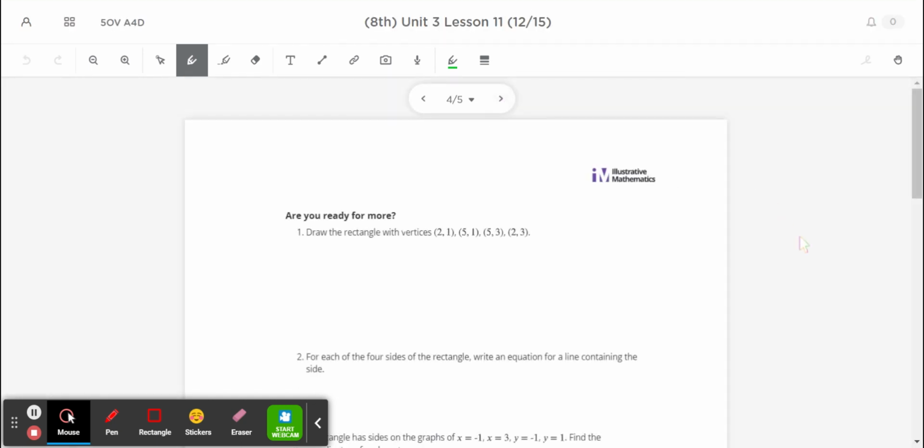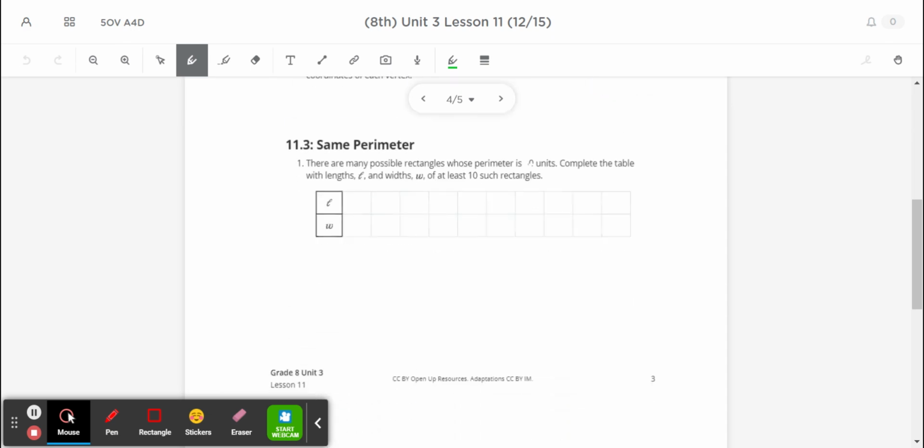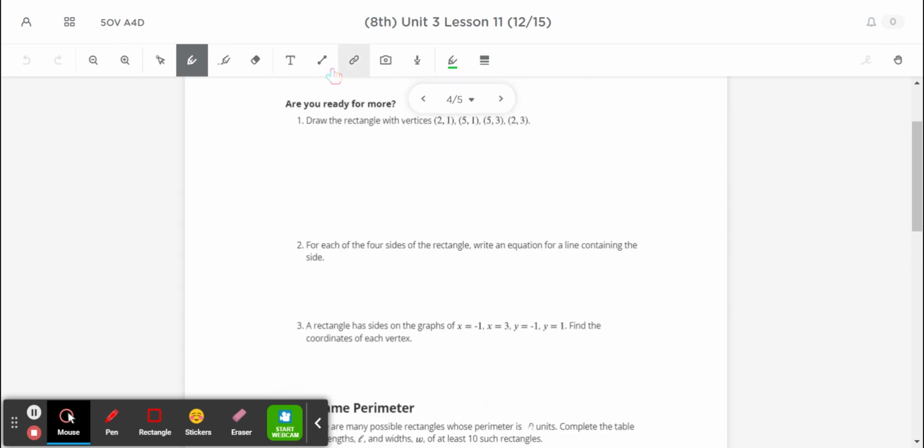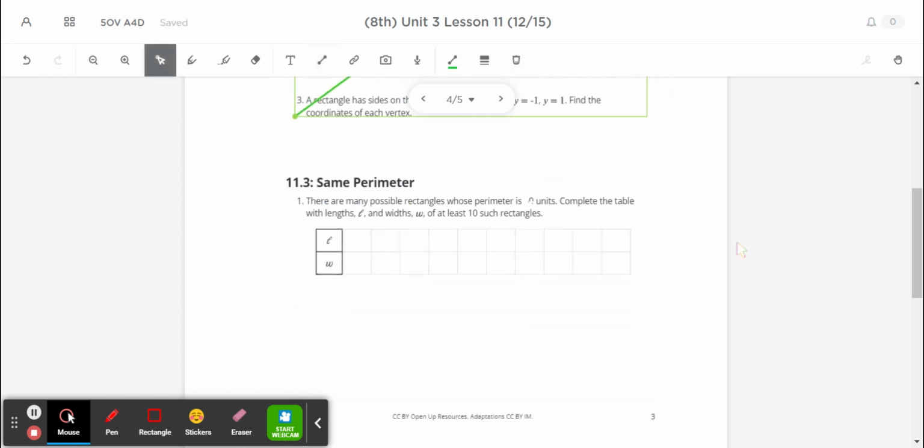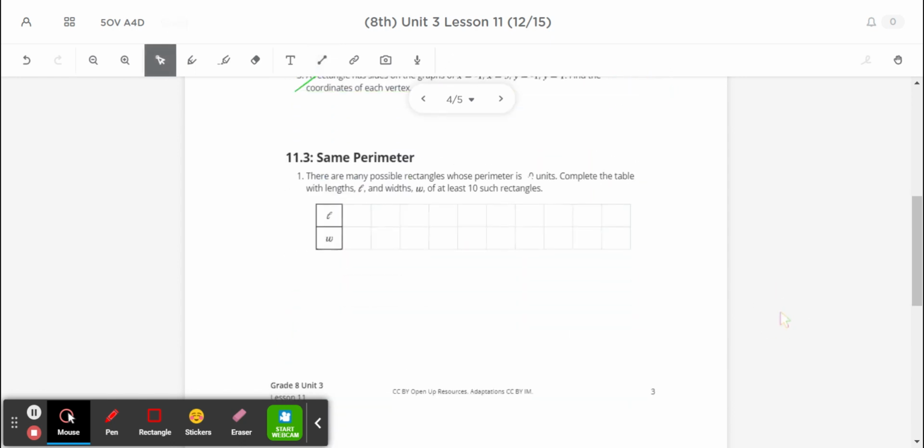Let's take a look at slide 4. We're going to skip the Are You Ready for More portion, and I'm going to ask you to independently focus on 11.3 as your next activity. 11.3 says there are many possible rectangles whose perimeter is 50 units. Complete the table with lengths and widths of at least 10 such rectangles.